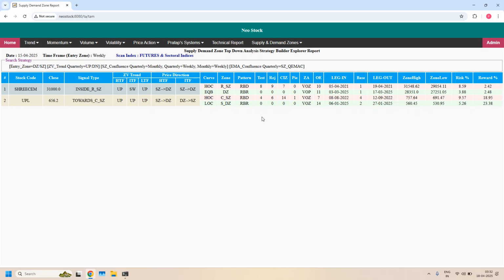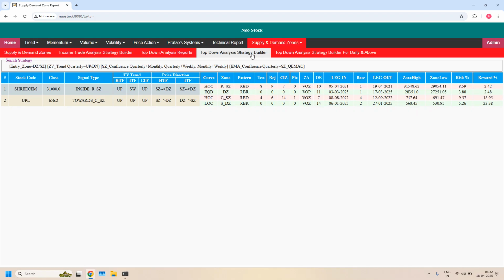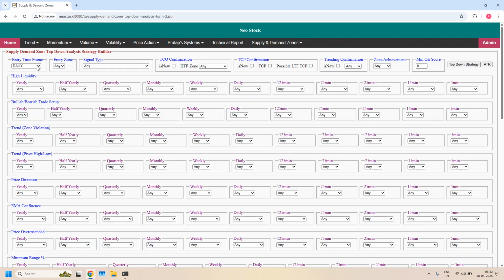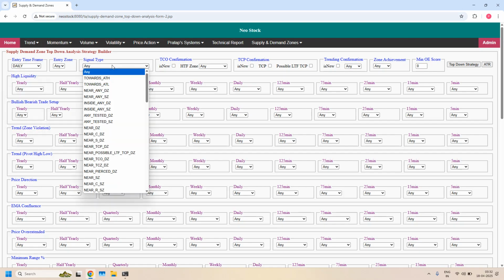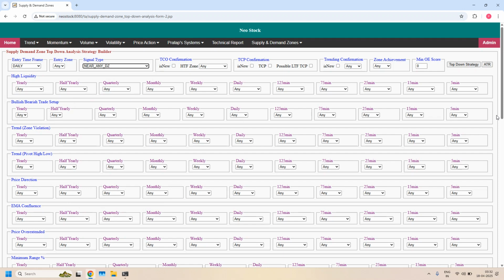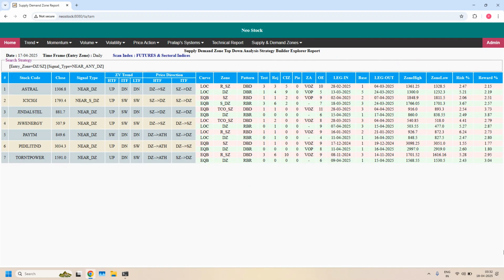So this is about weekly time frame. Next we will go to daily time frame. For daily time frame, entry time frame daily, let us find the stocks near to the daily demand zone. We got 7 stocks. Let us identify high liquidity daily demand zones from this list. ICICI GI having a high liquidity daily demand zone. That's it. We got only one high liquidity daily demand zone from this list.